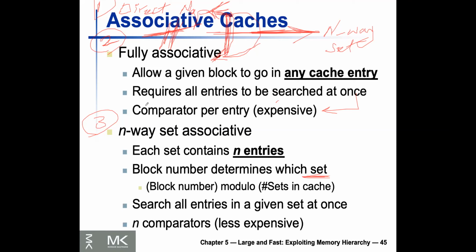Now instead of comparators for all of the entries, we need comparators for only some of them, which is less expensive. Each of them has pros and cons. Now we're going to see what the difference is between these. Any questions?